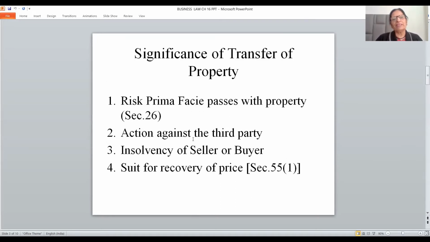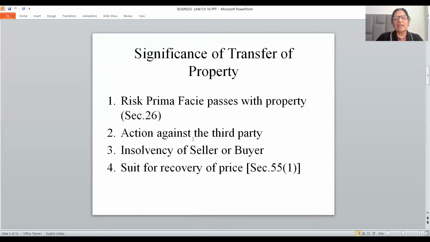Moving ahead, friends, now it is very important to know the precise moment of time when the ownership has to pass from the seller to the buyer under the contract of sale. Now the question arises, why is it very important? Why should we know the time at which the ownership has to pass from the seller to the buyer? There are 4 reasons for this. One is risk prima facie passes with property.